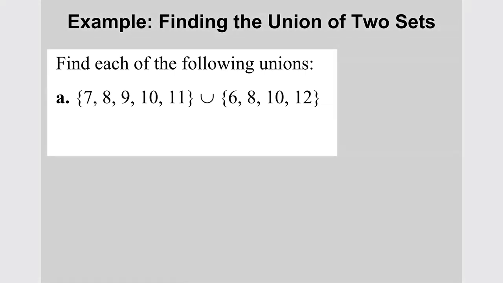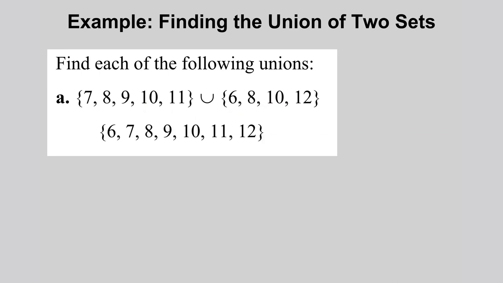To understand the definition of the union of two sets, we consider the following examples. Find each of the following unions. Given this set here and this set here, we want to find the union. When you say union, you just want to gather all distinct elements. Since 8 is not distinct, you have 8 here and 8 here, you're just going to write that one once. And also for 10. 10 here will only be written once. So therefore, the union is the set containing 6, 7, 8, 9, 10, 11, and 12.